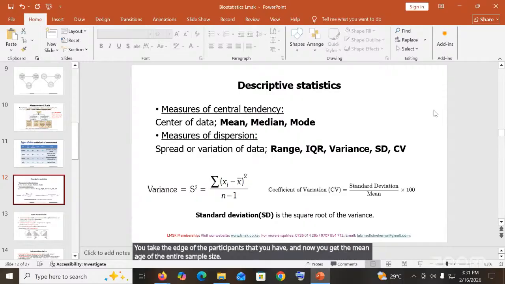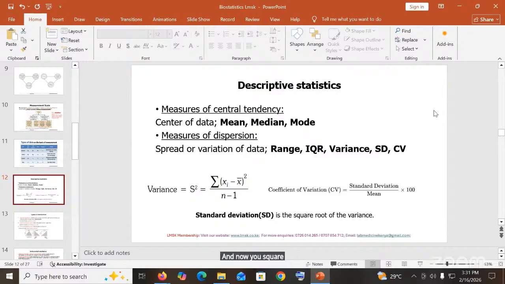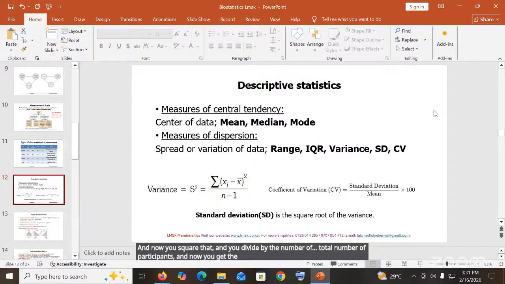Now you will get each individual age difference from the mean, and now you square that, and you divide by the total number of participants, and now you get the variance. So that's how you get the variance. Now you get how each individual has varied from the mean.